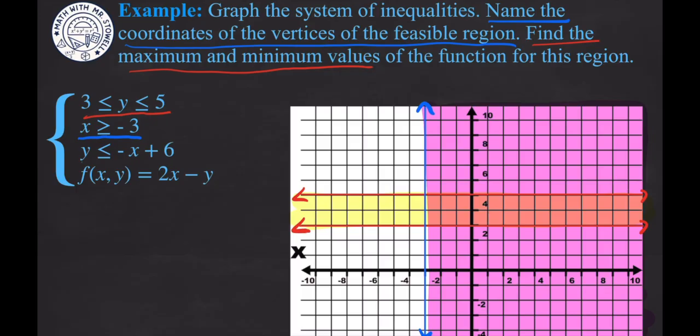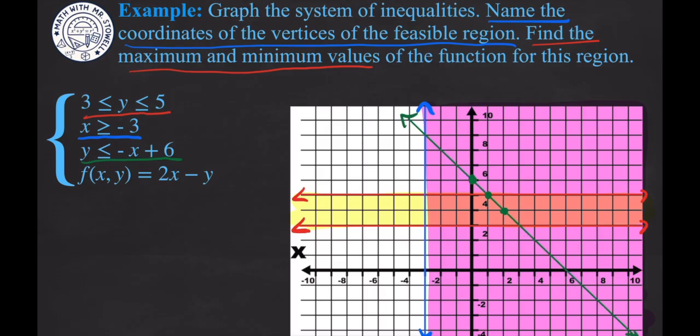Next, we're going to look at y is less than or equal to -x plus 6. That looks like it's in slope-intercept form besides the inequality. We know that the y-intercept will be at 6. We know that the slope is -1 over 1, so we're going to go down 1 over 1, down 1 over 1, and so on. And this forms a linear line.